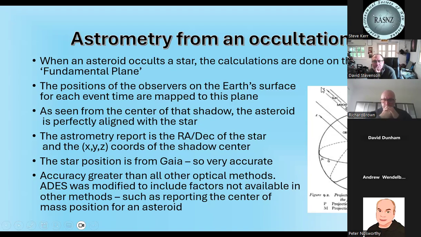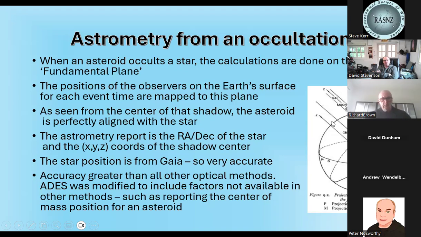The important thing here is that the position of the star is very well known. We've used the full accuracy of Gaia, and the shadow is very well defined, you hope, and you have a position here which you measure notionally to 1 meter accuracy. So you finish up having a very accurate measurement, which is fundamentally much more accurate than doing optical measurements.